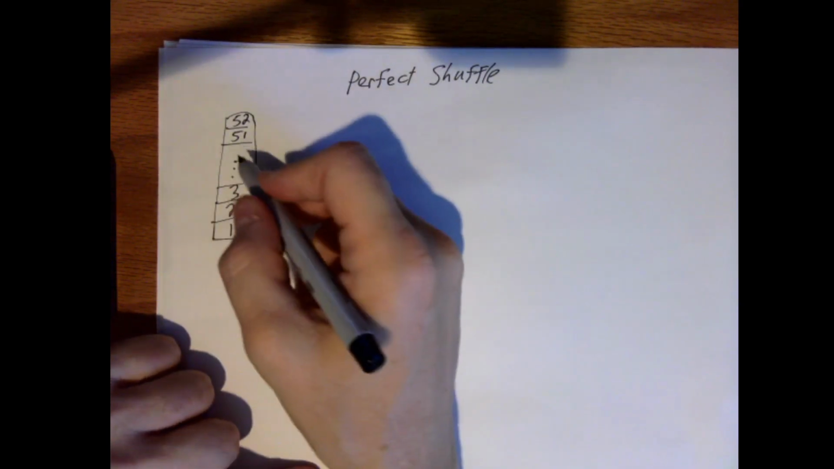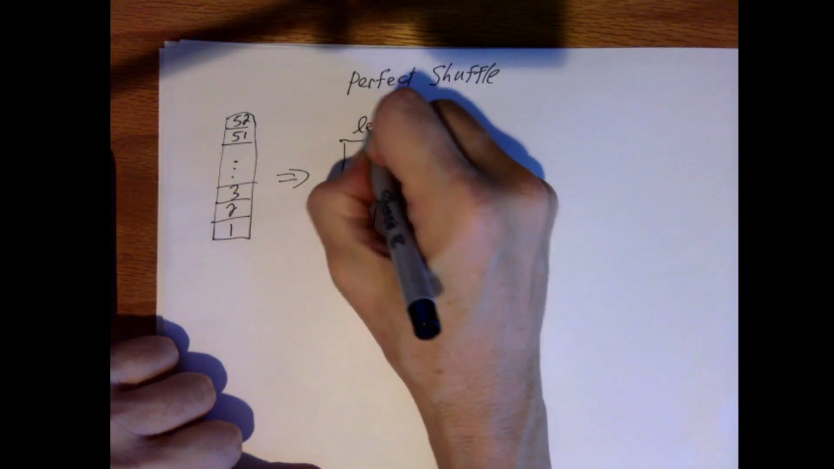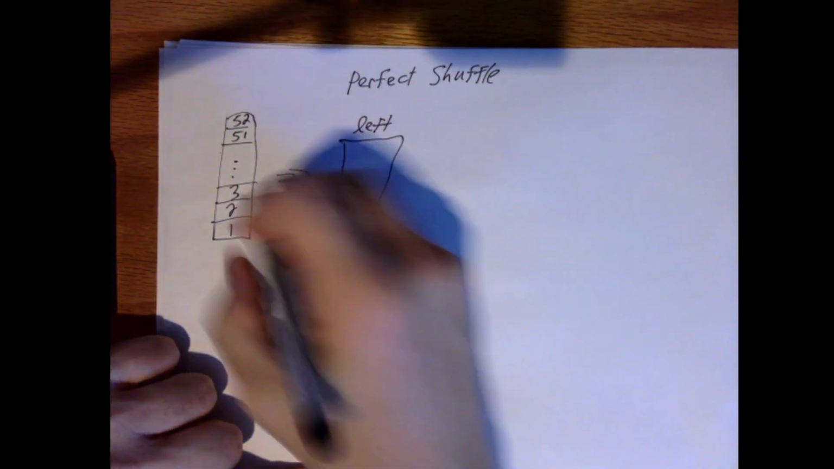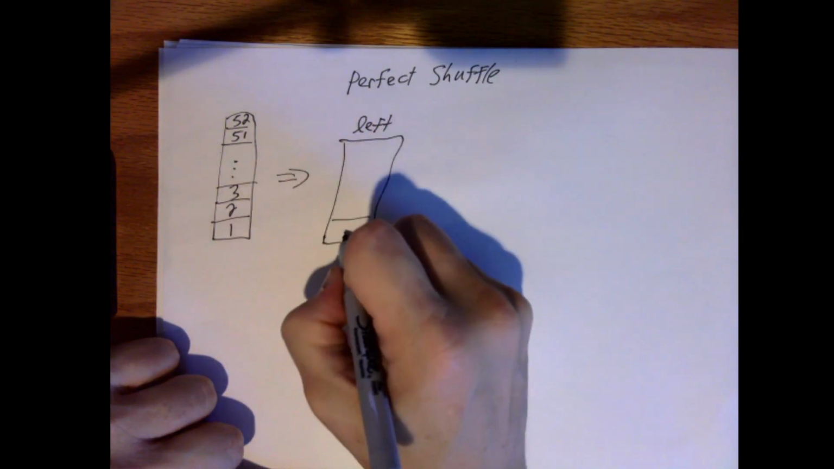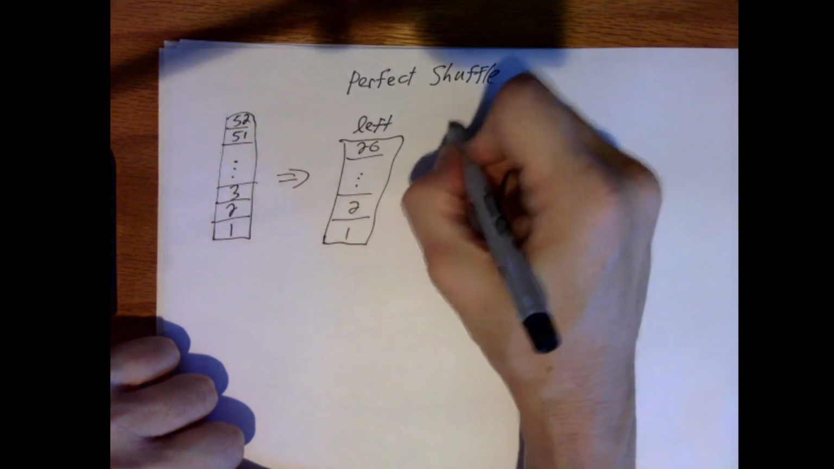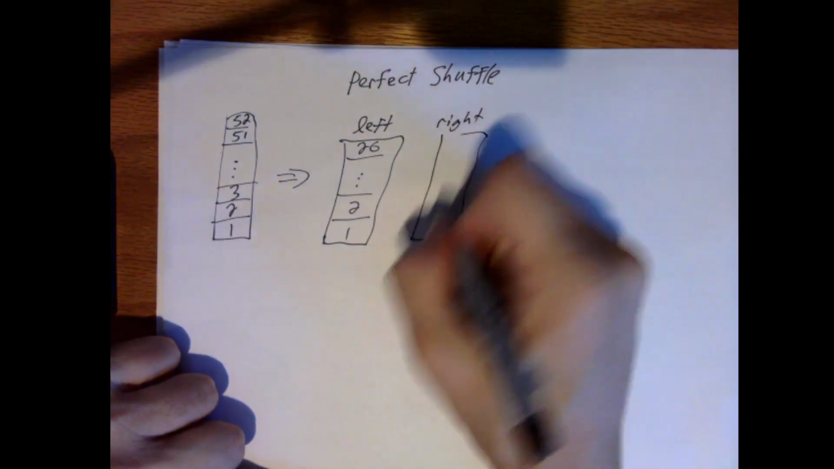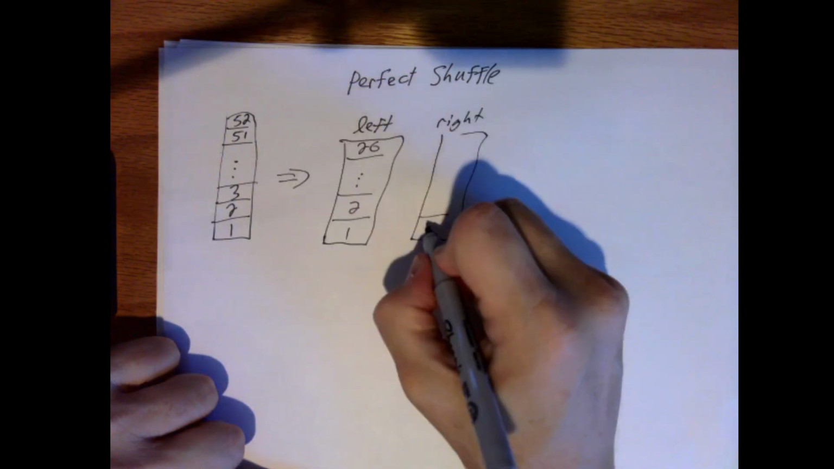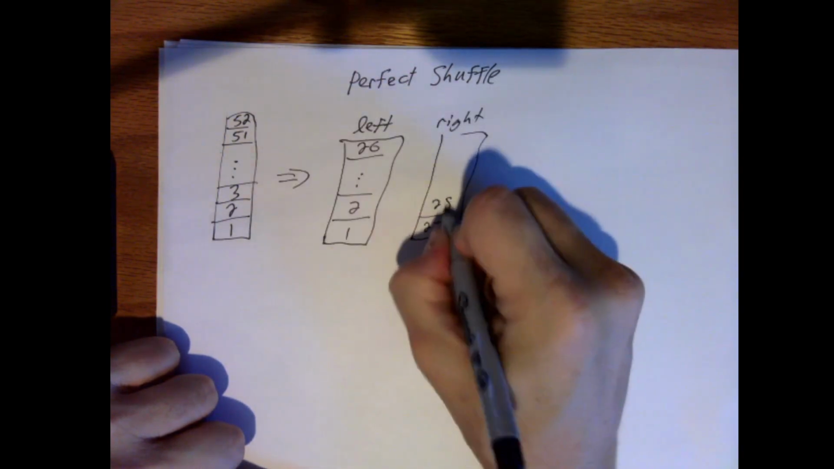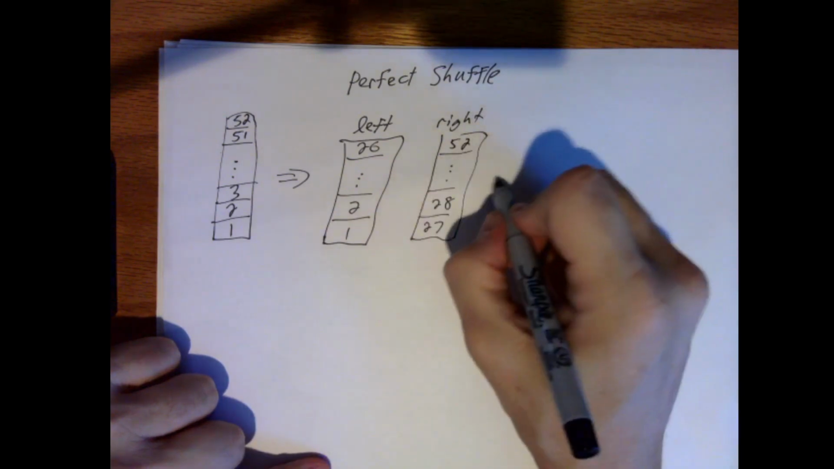Of course, when we shuffle, we divide this into 2 subsets, right? So I have what goes in my left hand, which I'm going to say is the bottom 26 cards. So 1, 2, 26. The right hand will contain the top 26, so it's cards 27, 28, up to 52.